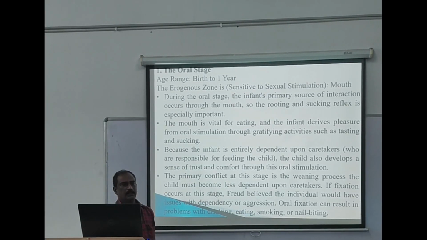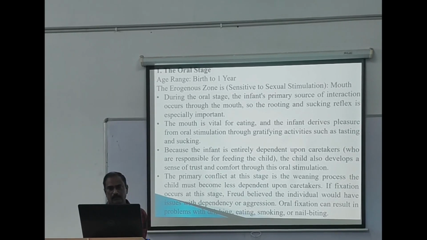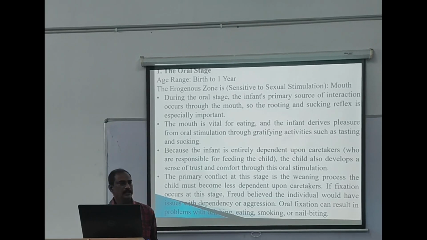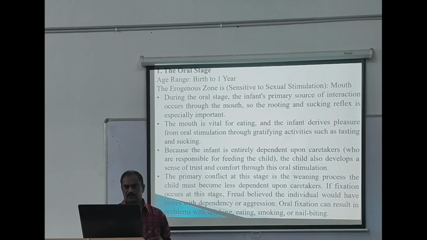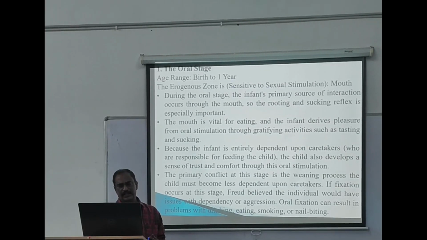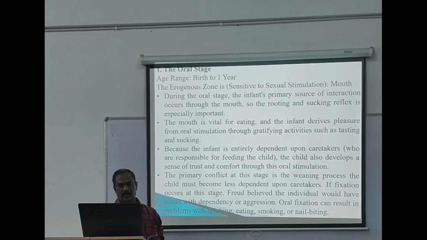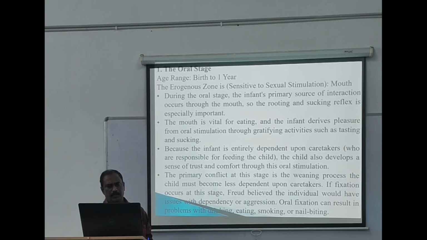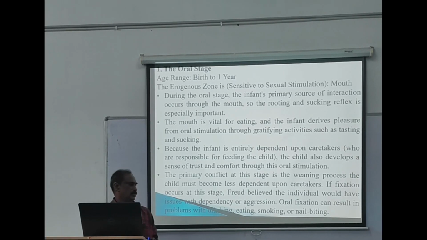So the boy who drinks mother's milk, if you change that milk to food, he doesn't like it, he never likes to take that food. So here some conflict arises. This is nothing but oral fixation. This oral fixation can result in problems in future, drinking habits, smoking habits, or nail biting. All this develops because of this oral fixation.